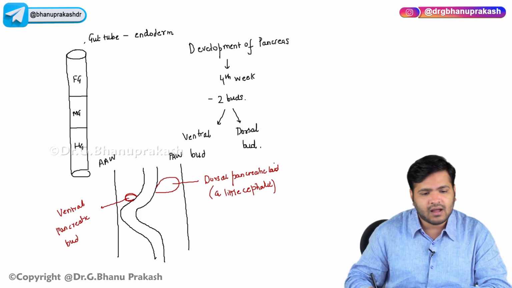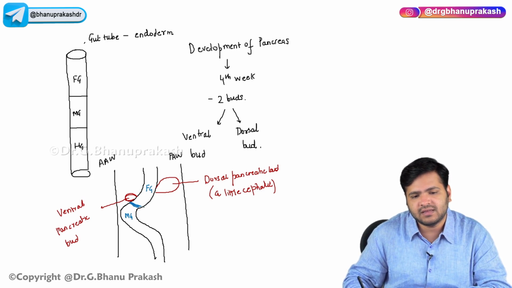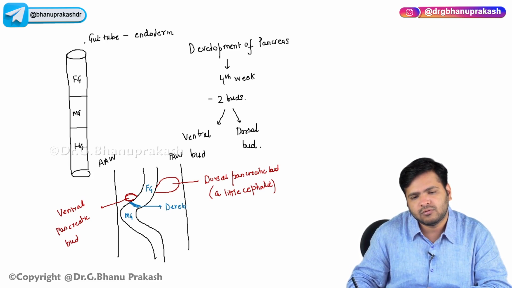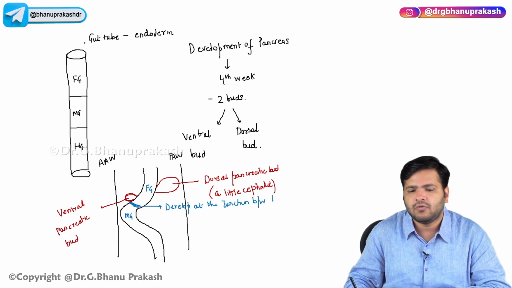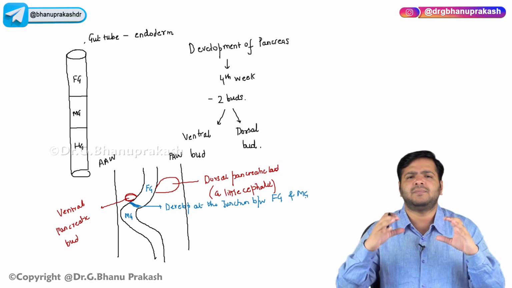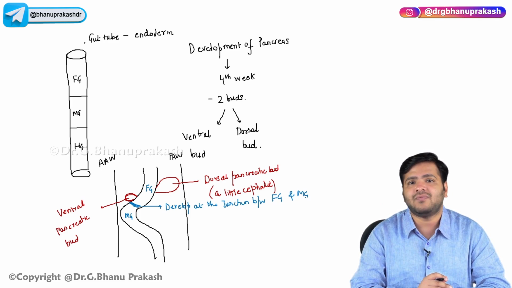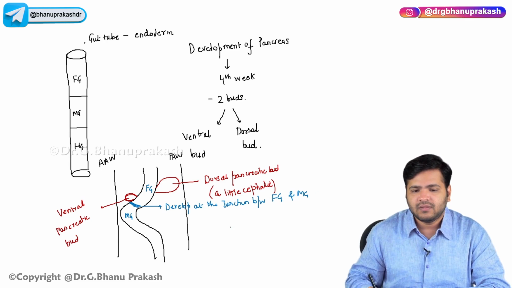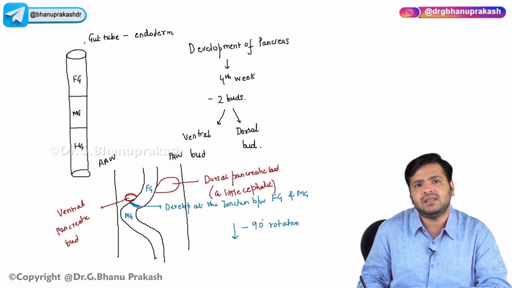Now these buds develop right at the junction of the foregut and the midgut, at the very distal portion of the foregut: the ventral and the dorsal pancreatic bud. Now what will happen? There will be something called a 90-degree rotation.